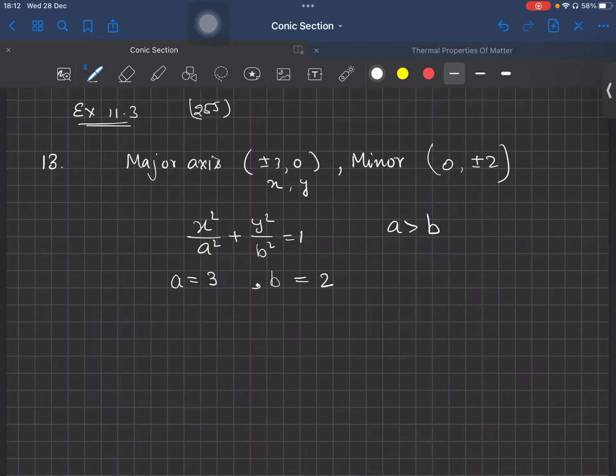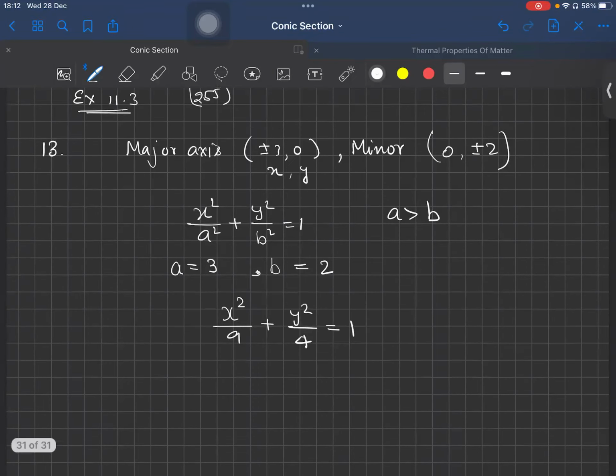So what will be the equation of ellipse? x square by 9 plus y square by 4 is equal to 1. So this will be the equation of ellipse. Easy it is, right? It is very easy, isn't it?